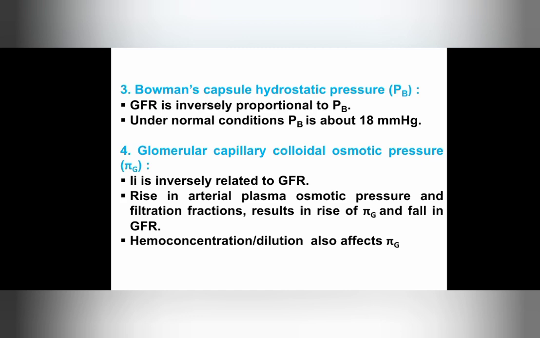The last and fourth factor we have is the glomerular capillary colloidal osmotic pressure, or pi G. It has an inverse relation with the GFR. That means a rise in the arterial plasma osmotic pressure and filtration fraction results in a rise of pi G, the glomerular capillary colloidal osmotic pressure, and a fall in the GFR. So hemoconcentration or hemodilution also affects the glomerular capillary colloidal osmotic pressure.